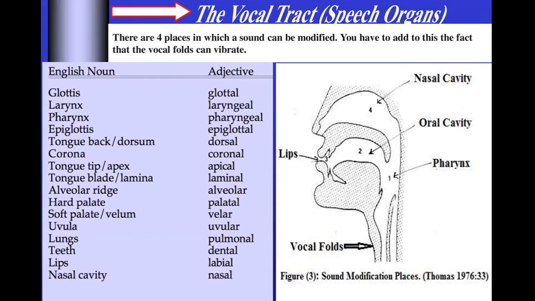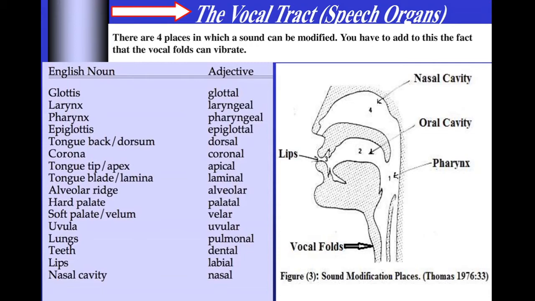Let's explain more details about the vocal tract or speech organs. There are 4 places in which a sound can be modified. You have to add to this the fact that the vocal folds can vibrate. We have sound modification places in the vocal folds, which make vibration, in the pharynx, the oral cavity, the nasal cavity, and the lips. All these places make the sounds different. All those places are responsible for changing the way of the sound to produce different sounds.